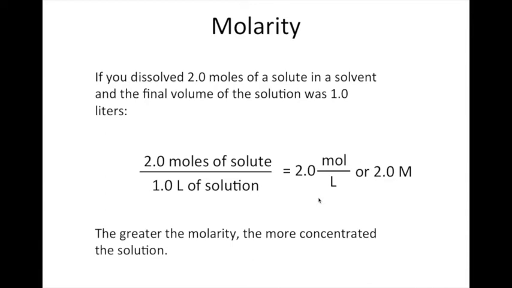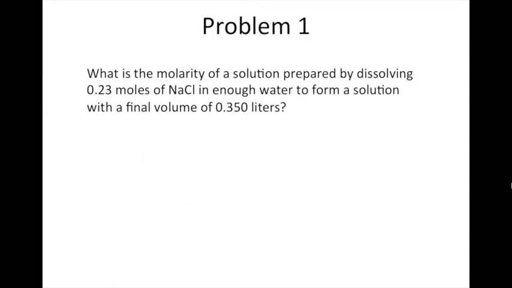So for example, if you dissolved 2 moles of a solute in a solvent and the final volume was 1 liter, you would take 2 moles of the solute divided by your total volume, 1 liter, and you would have a 2.0 molar solution. So we would say 2.0 moles per liter, or you could say 2.0 molar with a capital M. So in general, the greater the molarity, the bigger this number, the more concentrated your solution. Let's take a look at a few problems.